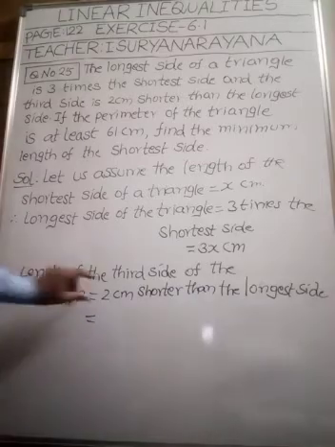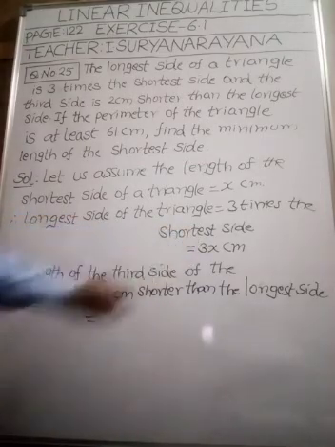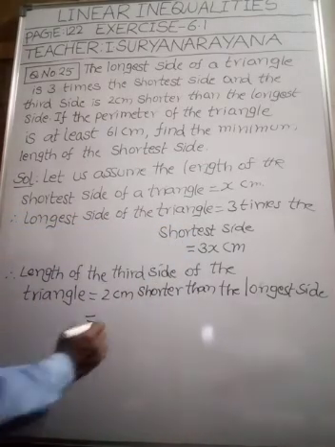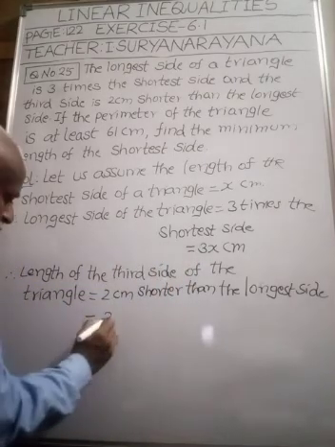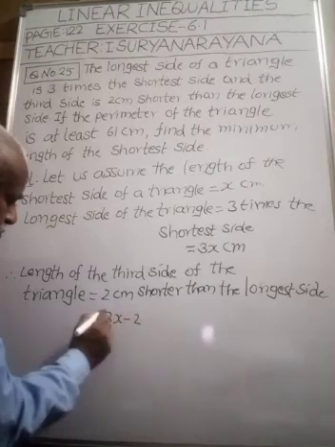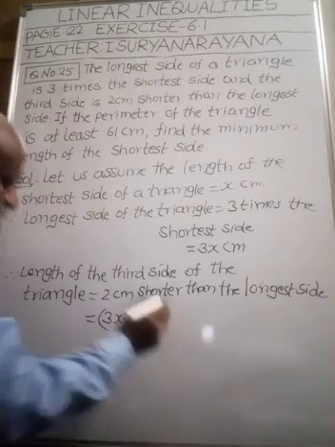That means 2 centimeters less than this longest side. How can you write this sentence in the form of an expression? Yes, 3x minus 2 centimeters.